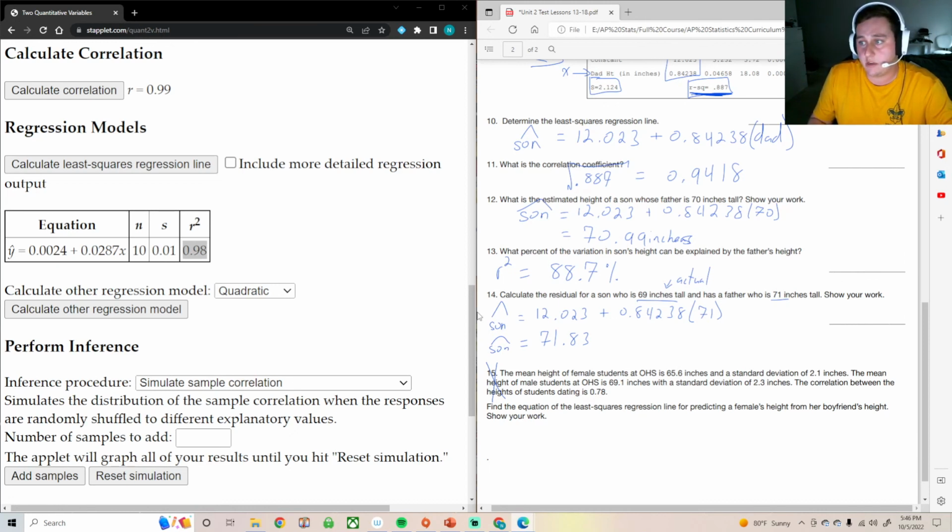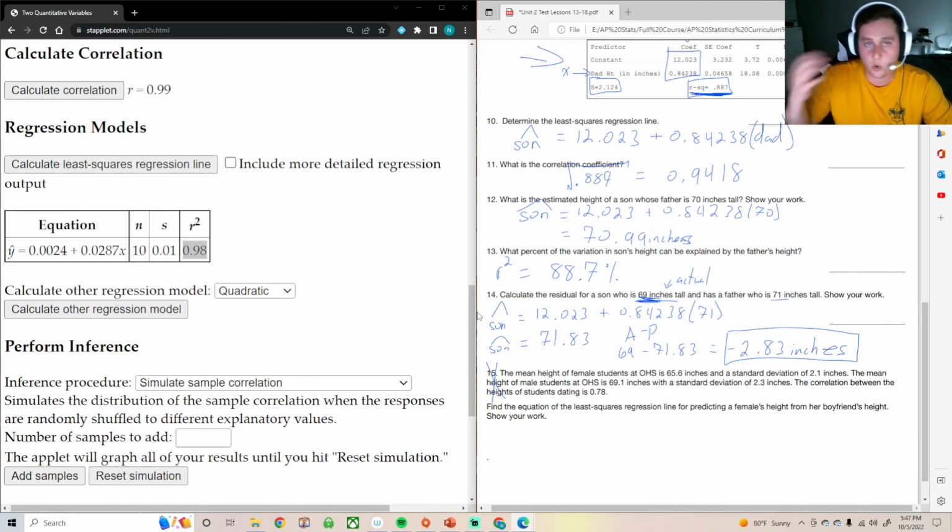In actuality, he is 69 inches tall. So here's his predicted, remember AP statistics. So his actual height is 69 inches. We're subtracting his predicted height of 71.83, and then calculator time. This gives us a residual of negative 2.83 inches. This means that this kid was 2.83 inches shorter than he was supposed to be according to the least squares regression line.